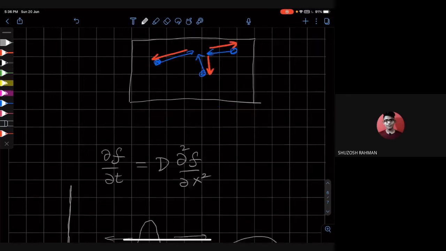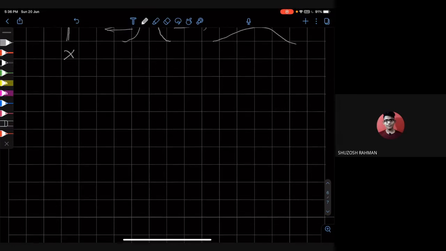Okay, so let's move on to some free particle stuff. So, free particle wave function.